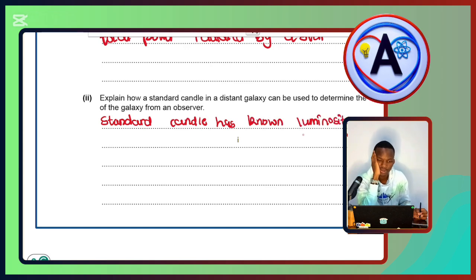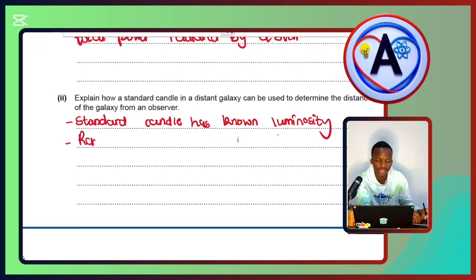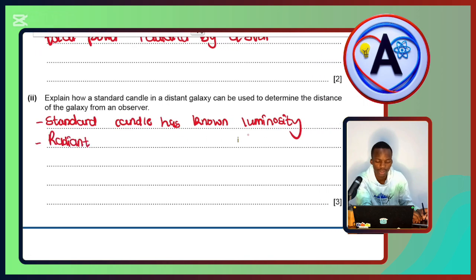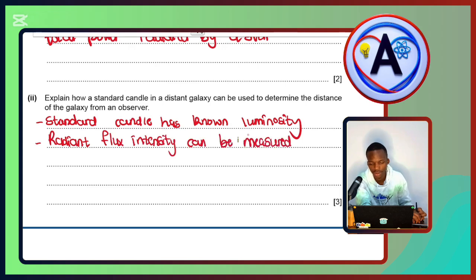Okay, but why is it important? If it has known luminosity, I know that now the radiant flux intensity can be measured by the observer. Okay, so if you're writing notes, you need this down in your notes. How can you actually measure distance using standard candle concepts? Okay, so then you apply the formula.